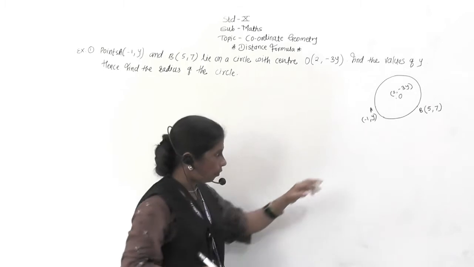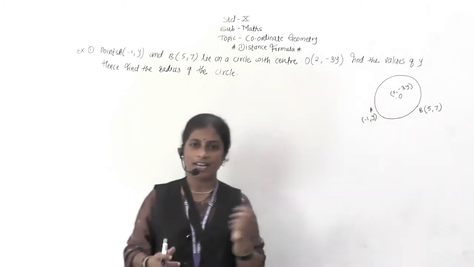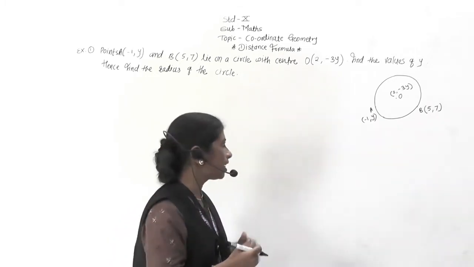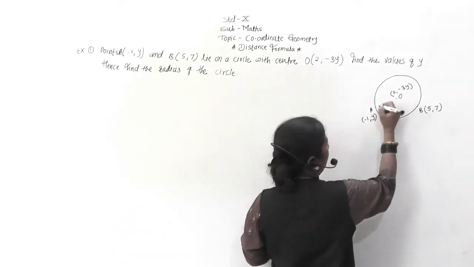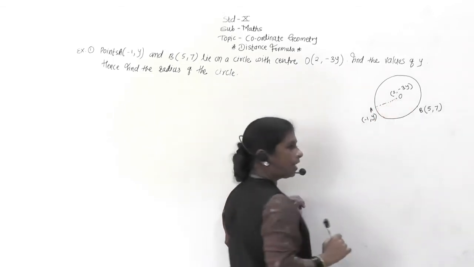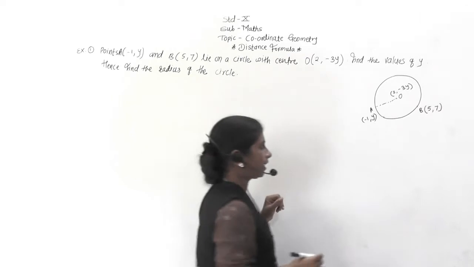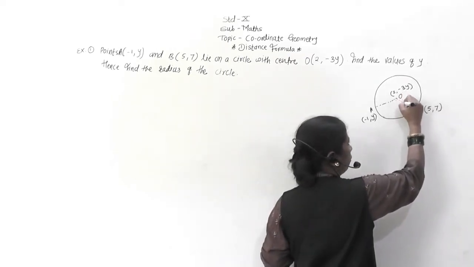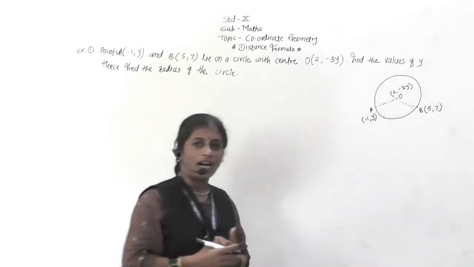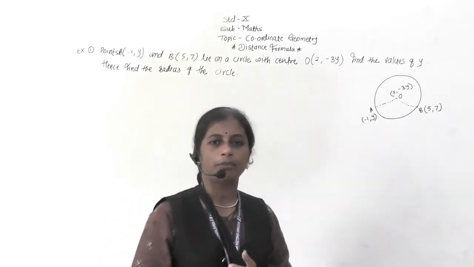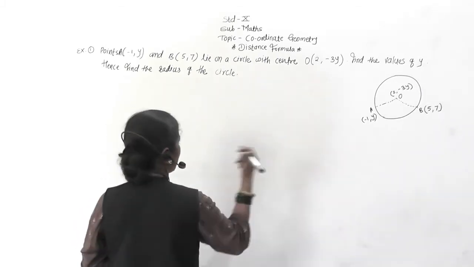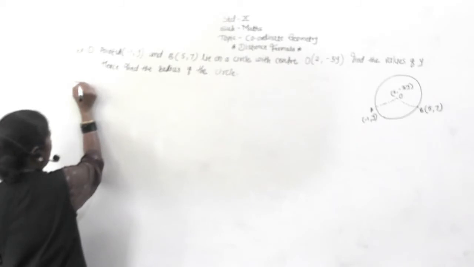Correct? Now since O is the center of the circle and A and B are points on the circle, see here, if you join O to A, OA is the radius of the circle, correct? And OB is also the radius of the circle. You know that radii are equal, correct? So we will equate the distance OA equal to OB.